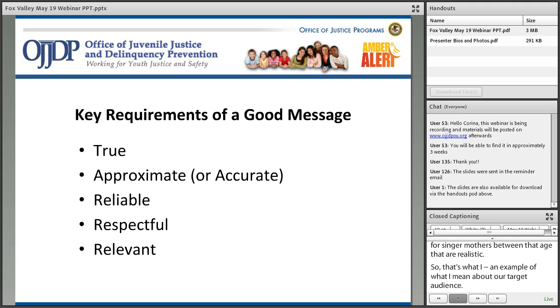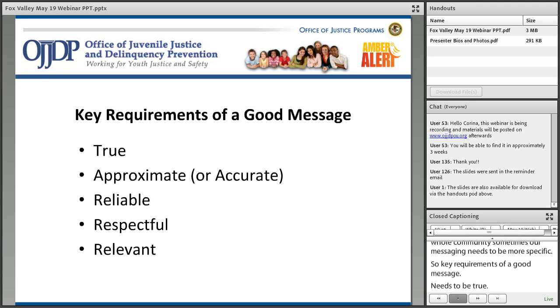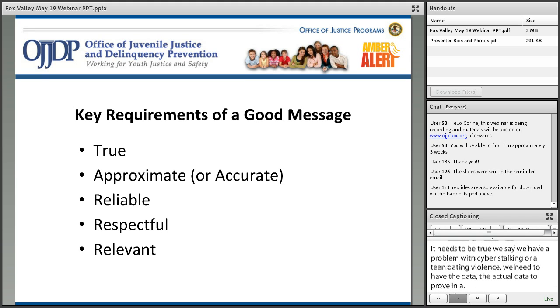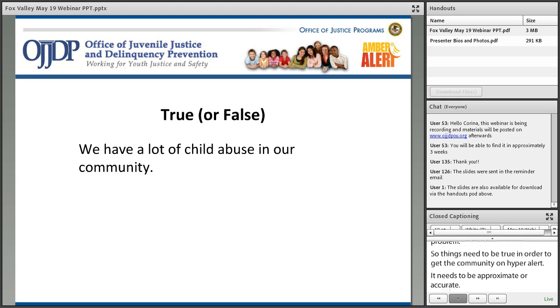So, key requirements of a good message. It needs to be true. If we say we have a problem with cyber stalking or teen dating violence, we need to have the actual data to prove it. We need to be able to show that this is indeed a problem. So things need to be true in order to get the community on hyper alert. It needs to be approximate or accurate. It needs to be reliable. It needs to be respectful, and it needs to be relevant. It needs to be community relevant.